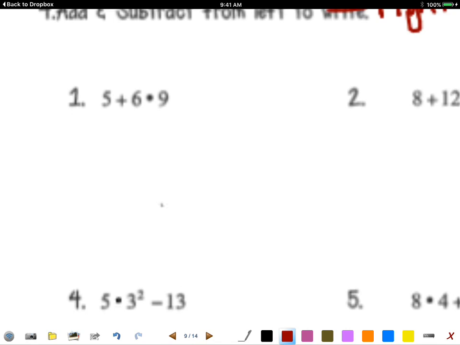On number 1, we don't have any parentheses. We don't have any exponents, so we look for multiplication or division. You see some right here, so 6 times 9 would be 54. So what I want you to do is write 54. I want you to bring down the 5 plus 54. I don't want you to do all of this in your head at one time. I want you to show your work. And then 5 plus 54 would be 59.